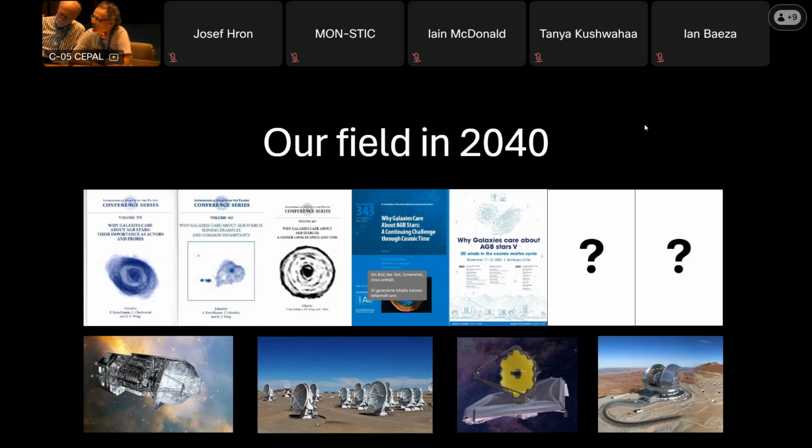For the other instruments of the ELT, it's more to the near infrared. Then you have very high spatial resolution. Of course, it's a 40-meter telescope, so it will also be important for resolved stellar populations. That will be very important as well.